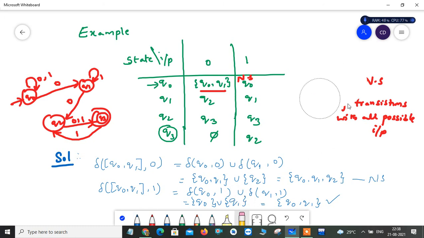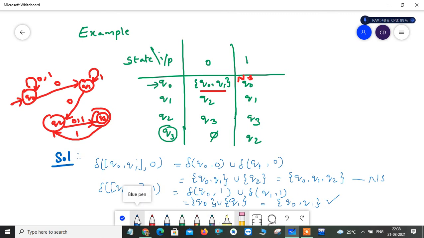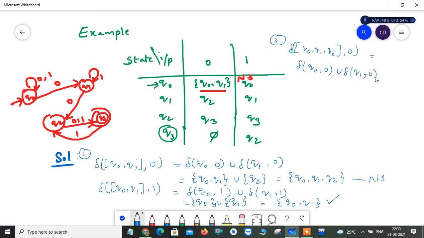So how can we do that? Now we are trying to find the transition function for this new state with all possible inputs. So this is your first, and now you are trying to find the second pair, that is delta of Q0, Q1, Q2, comma 0. Now you can extend it like this: delta of Q0 comma 0 union delta of Q1 comma 0 union delta of Q2 comma 0.